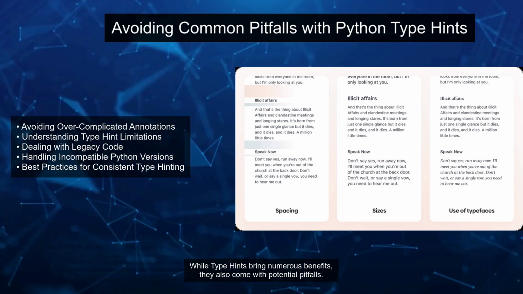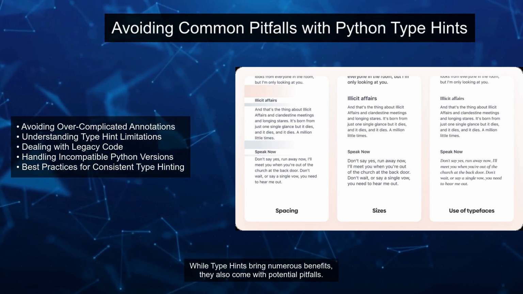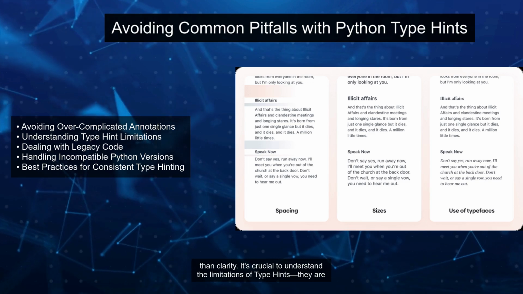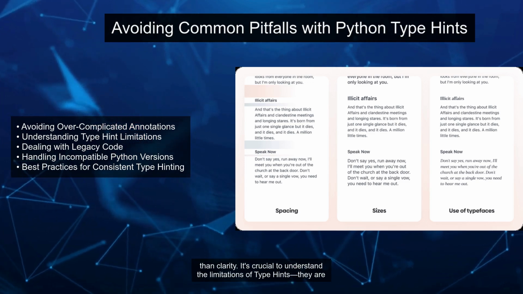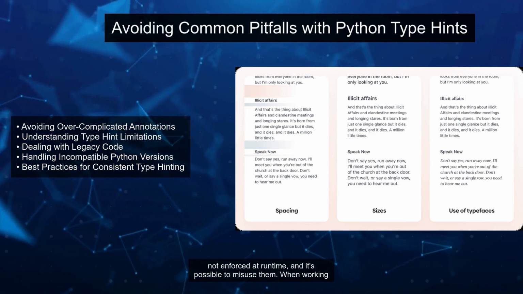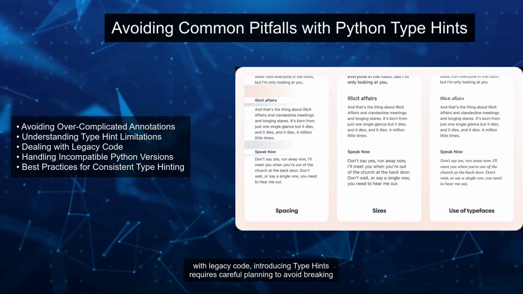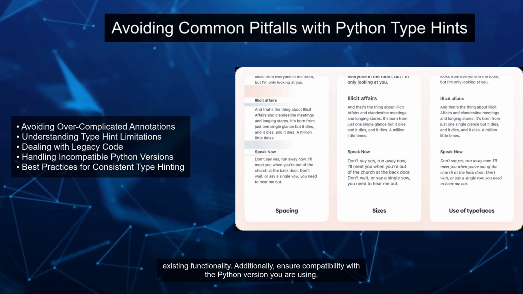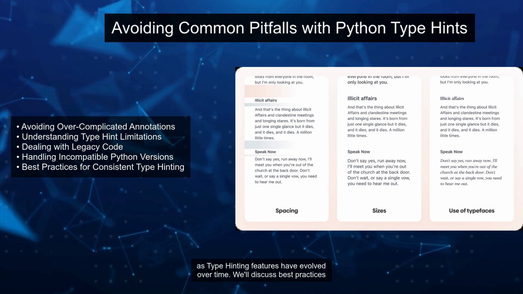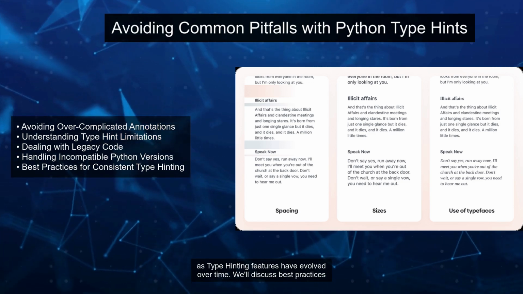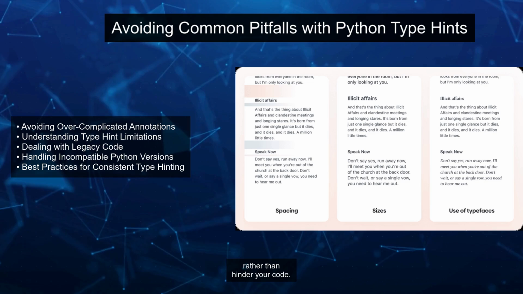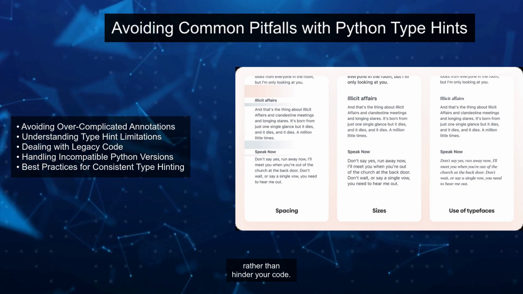While type hints bring numerous benefits, they also come with potential pitfalls. A common mistake is overcomplicating annotations, which can lead to confusion rather than clarity. It's crucial to understand the limitations of type hints. They are not enforced at runtime, and it's possible to misuse them. When working with legacy code, introducing type hints requires careful planning to avoid breaking existing functionality. Additionally, ensure compatibility with the Python version you are using, as type hinting features have evolved over time. We'll discuss best practices to maintain consistency and avoid common pitfalls, ensuring your type hints enhance rather than hinder your code.